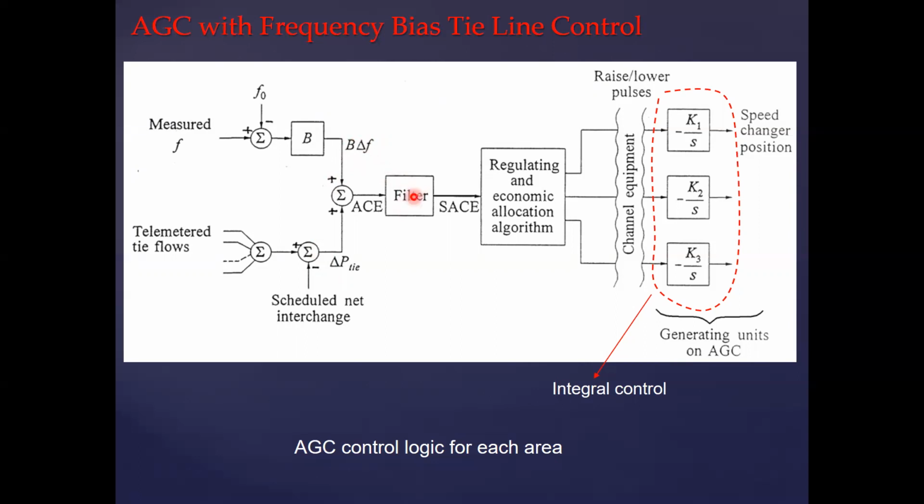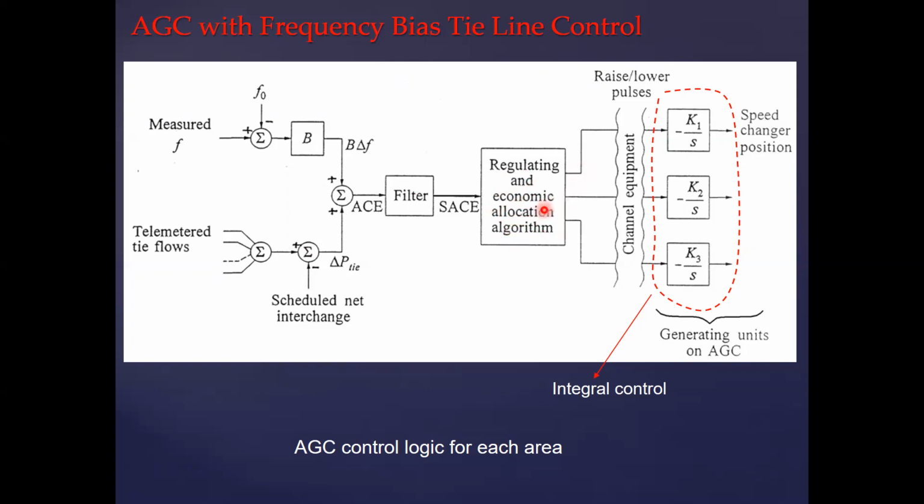We have this filter to remove the harmonics and the high frequency components. We do that part. And then here we decide where to apply this area control error. That means on the selected generator. And this will be based on which generator is economical in the generation. So we have some algorithm for economic allocation here.